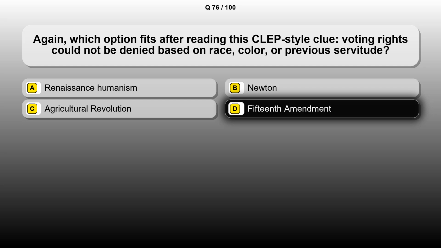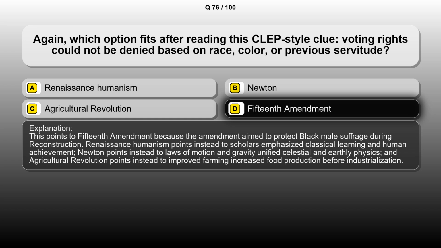The correct answer is option D, 15th Amendment. This points to 15th Amendment because the amendment aimed to protect black male suffrage during Reconstruction. Renaissance humanism points instead to scholars emphasized classical learning and human achievement. Newton points instead to laws of motion and gravity unified celestial and earthly physics, and agricultural revolution points instead to improved farming increased food production before industrialization.